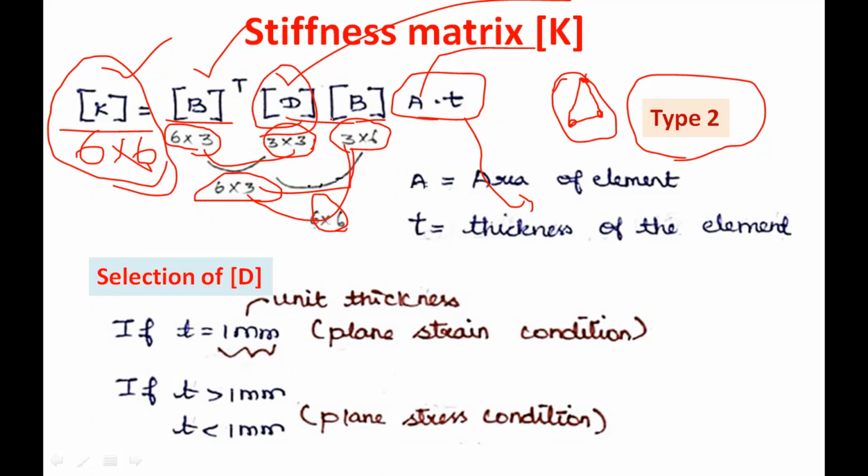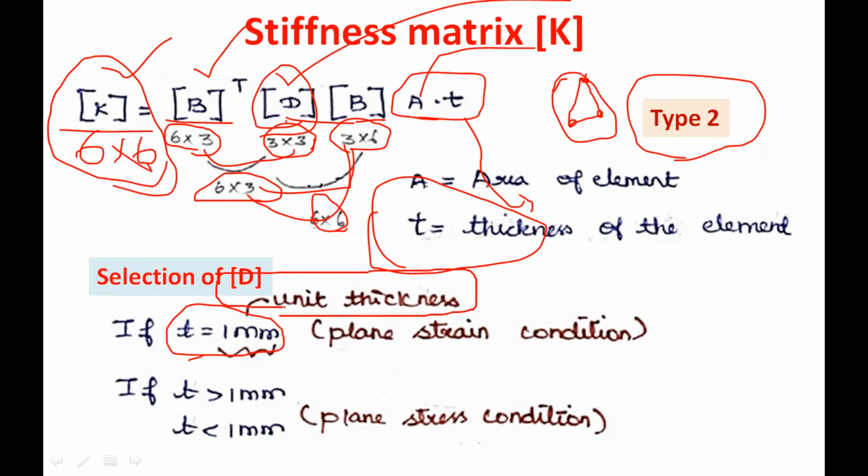We have two D matrices, for plane stress and plane strain conditions. How to determine which D matrix should be selected? That is based on the thickness of the element given in the question. If the thickness is given as 1 mm, which is a representation of the unit thickness of a very large thickness of the member, right?